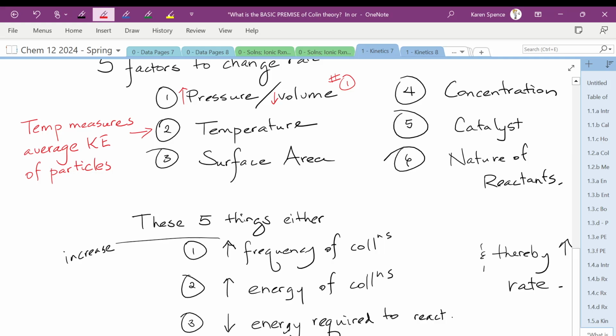So if we change the pressure, we change the volume, we are assuming that temperature stays constant, okay? Pressure and volume can actually affect temperature, but for the purposes of Chemistry 12, we're saying let's keep the temperature the same, okay? So temperature stays the same. You do not need to know all the equipment. So if temperature is staying the same, are we increasing the energy of the collisions? No, because we are not making the particles move faster, okay?